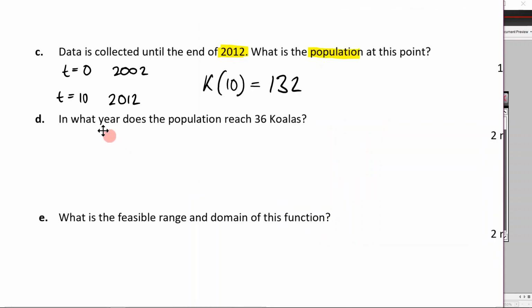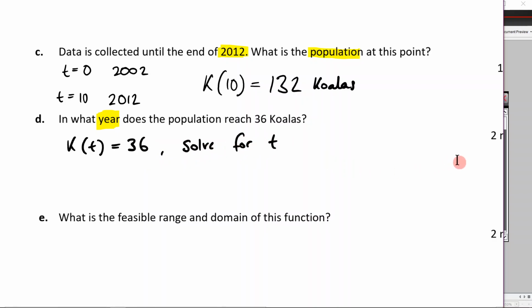Perfect. Let me get my highlighter. I'm big on the highlighter. In what year does the population reach 36 koalas? Okay, so what are we going to do here? So up here, this was koalas. So this time what I'm going to go is I'm going to go K of T is equal to 36, and I'm going to solve for T.